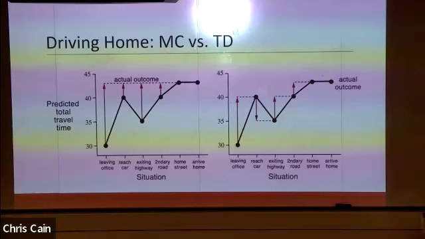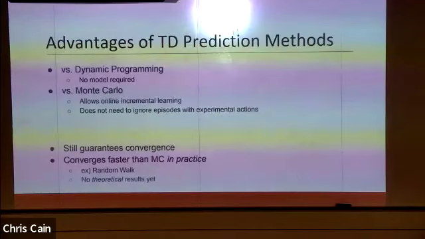So why does temporal difference work so well? What are the differences? Versus dynamic programming, we still don't need the model that dynamic programming with Bellman required. We don't need the state space. We can still learn from experience like we did with Monte Carlo. However, with temporal difference, you can learn during an episode. You're in the middle of an episode, you can learn about what you have experienced so far. Whereas with Monte Carlo, you had to wait until the end of the episode and then backtrack it all the way back to the beginning. You also don't need to ignore episodes that take experimental actions.